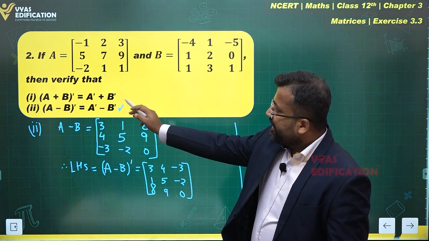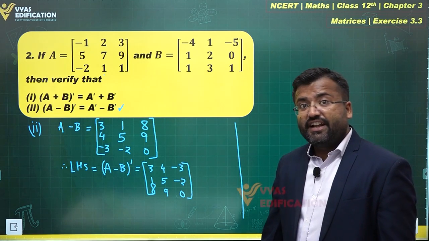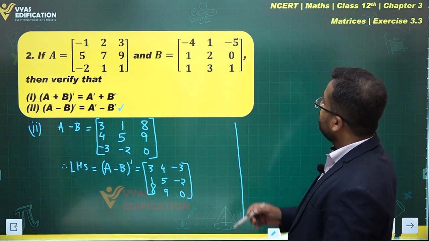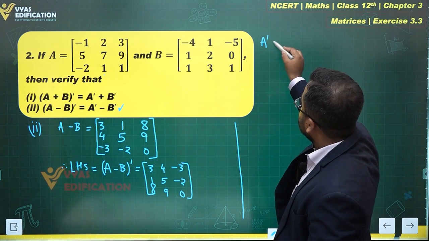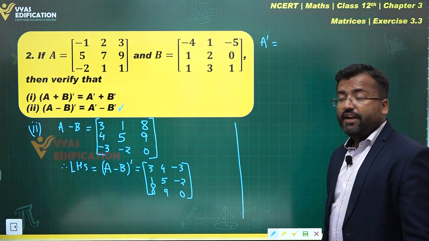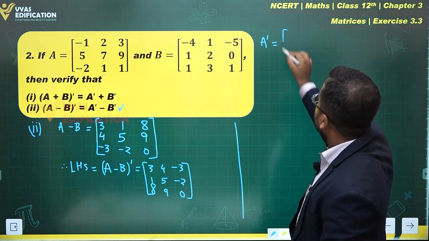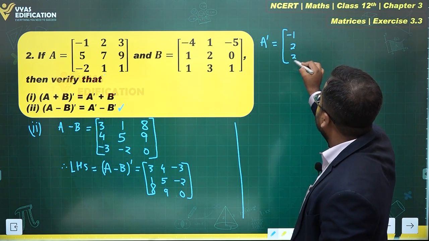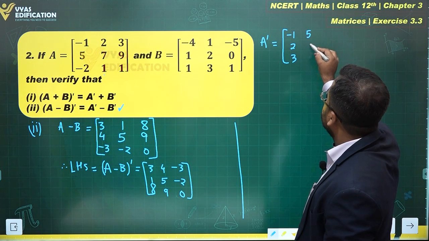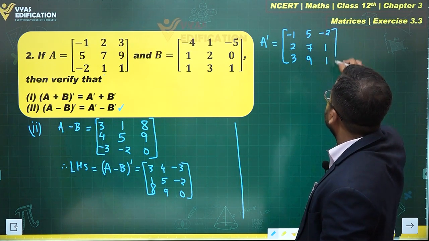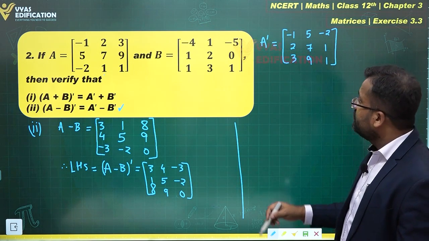On the right hand side, I need A transpose and B transpose, and then I need to take the difference of these two. So let's focus on finding A transpose and B transpose first. A transpose is equal to what? A transpose is the transpose. Let's find the transpose. This is -1, 2, 3, 5, 7, 9, -2, 1, 1. This is what I have for A transpose.